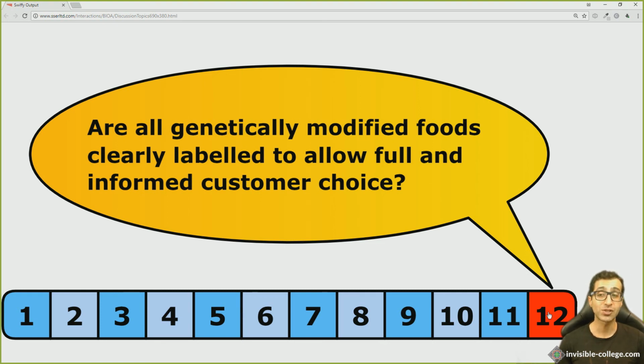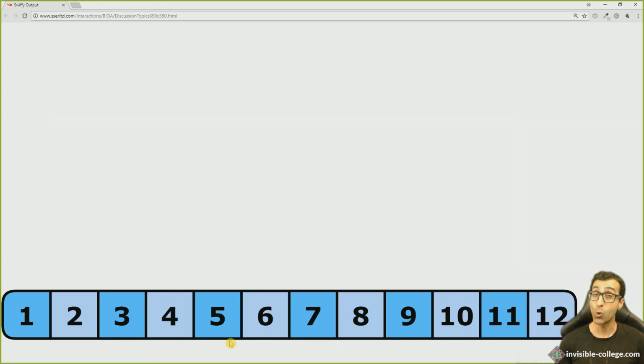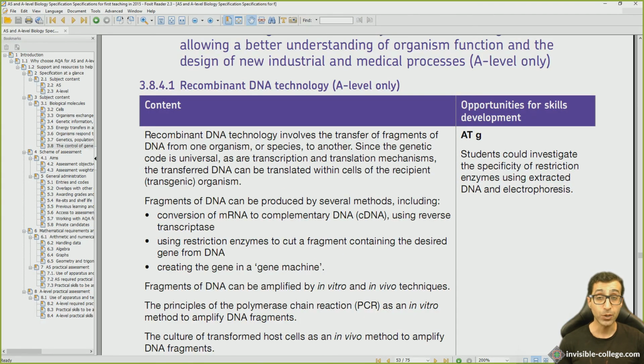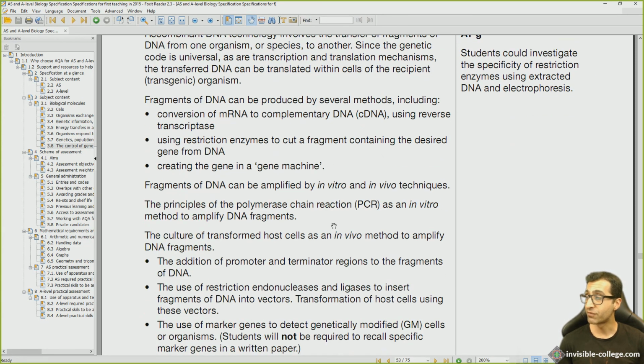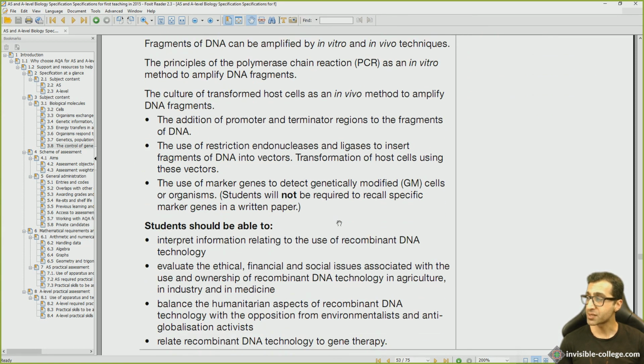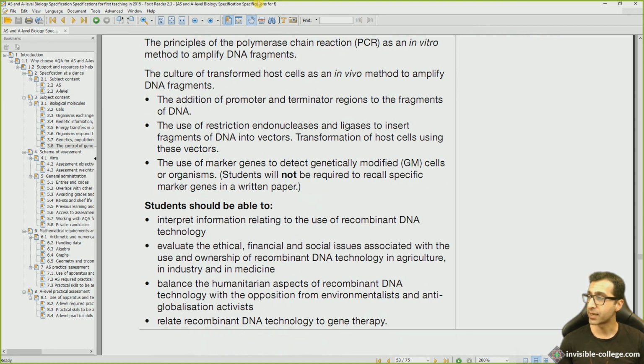But these are the sorts of questions that you need to be asking yourself, because again, the specifications of all of the major exam boards for this topic do specify that you need to be aware and be able to evaluate the potential moral and ethical questions surrounding some of these technologies, as you can see here.